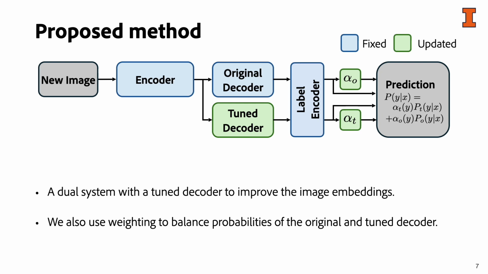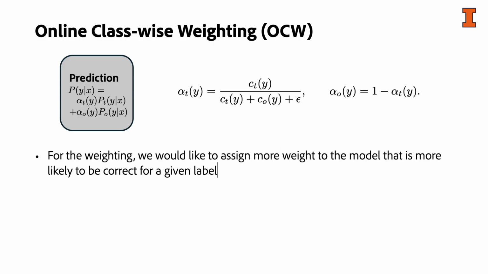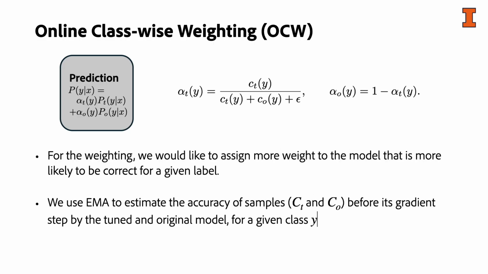We use a novel weighting method that balances outputs from both decoders, considering the confidence of both models for more accurate predictions. Our weighting method uses both models' relative confidence for each label, calculated via exponential moving average of accuracy before updates. The confidence is updated online, ensuring optimal performance at any testing point.